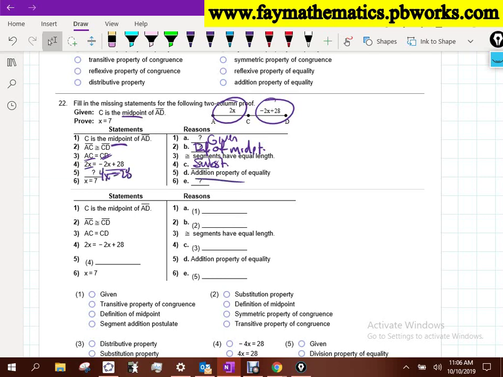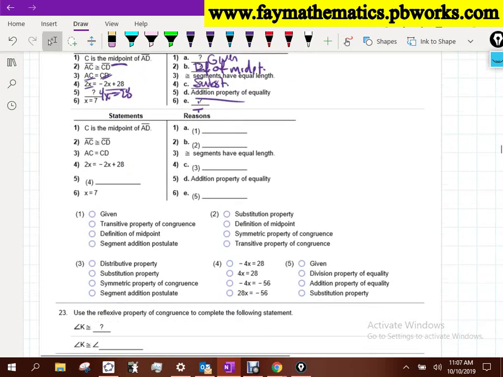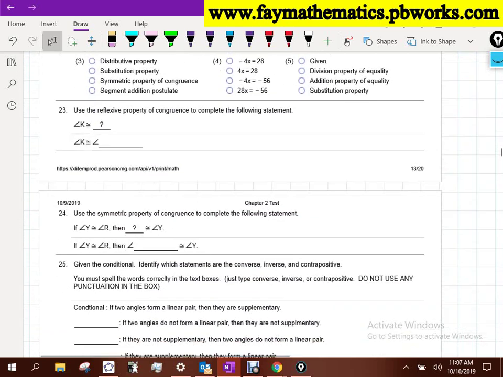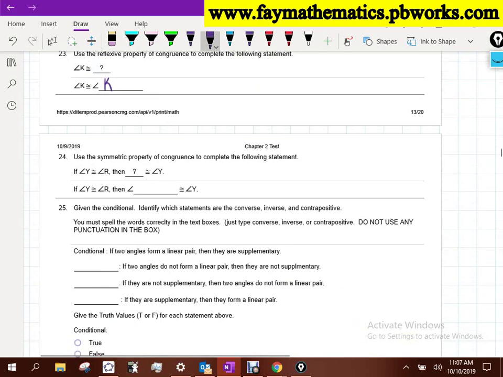All right, they're going to add 2x to both sides, and you should get 4x equals 28. That's using the addition property of equality. Then you divide both sides by 4, so that would be the division property. Reflexive property says angle K is congruent to angle K. Use a symmetric property, says if angle Y is congruent to angle R, then angle R is congruent to angle Y.